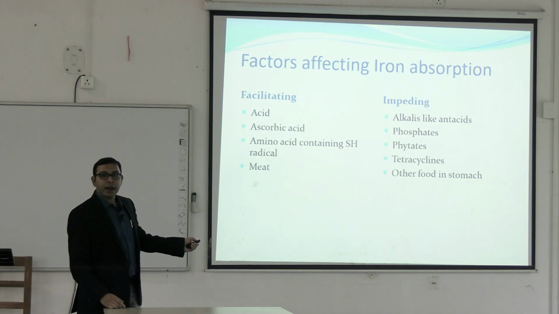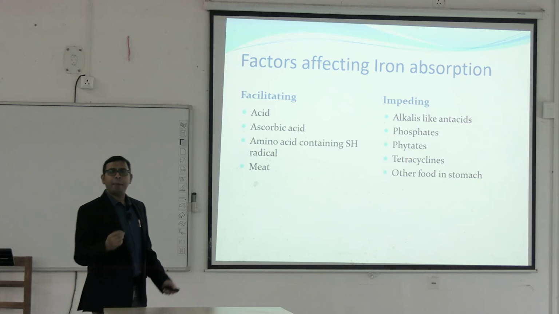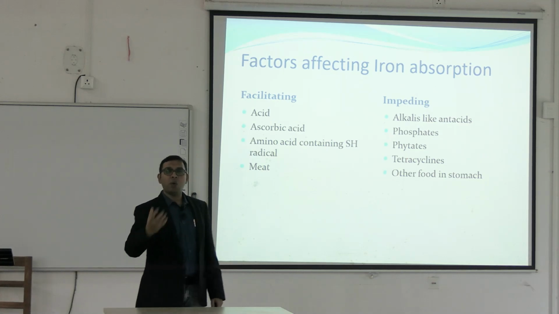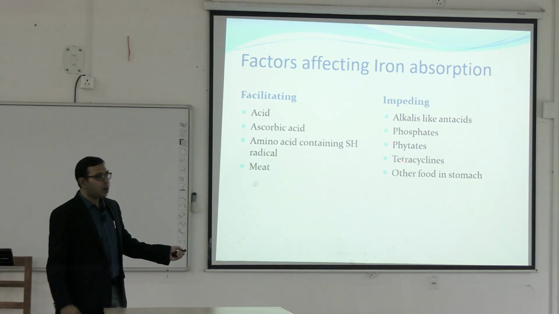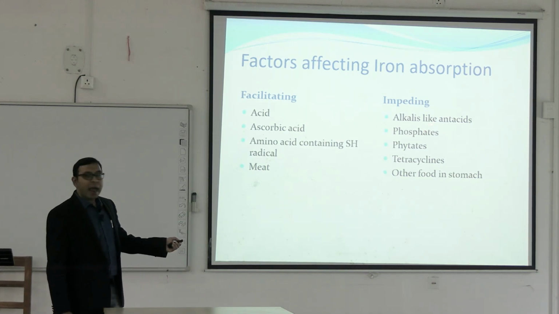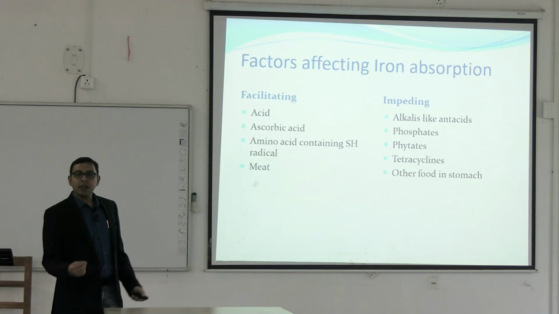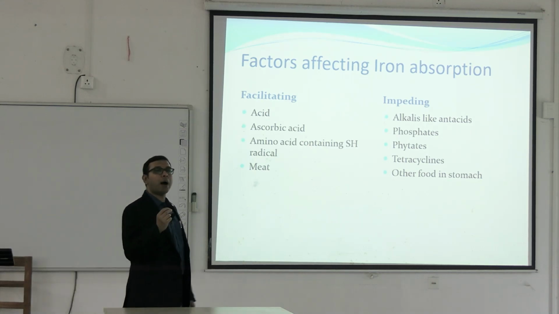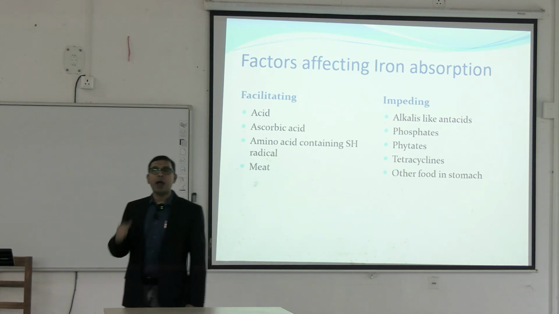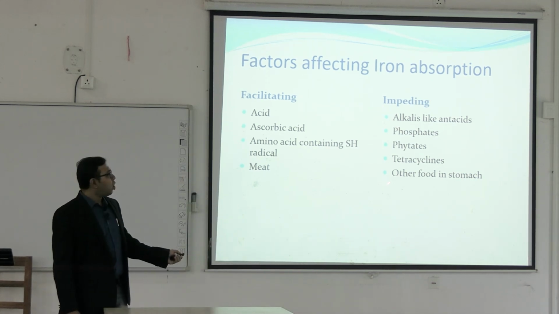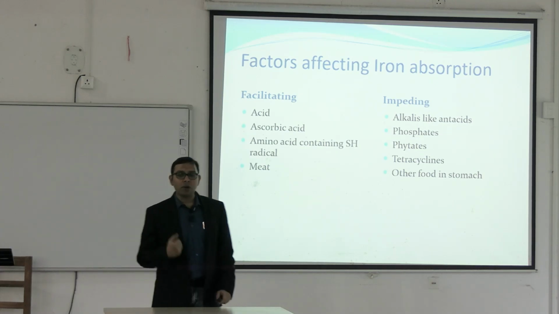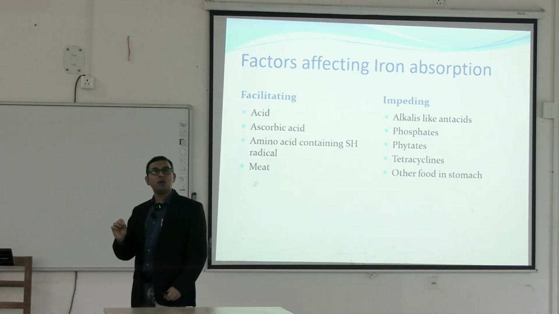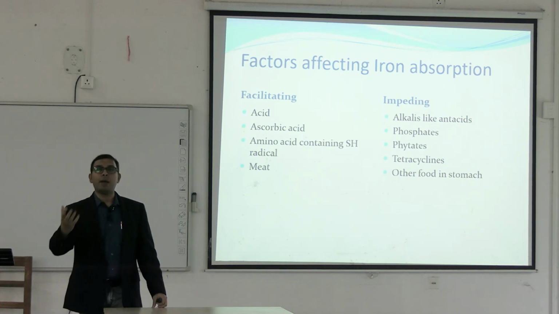Again, there are some things that impede the iron absorption. For example, phosphate and phytates, which are abundantly present in the vegetables. When these are taken with foods, the iron will be less absorbed because it becomes phosphate bound or phytate bound. Alkalis like antacids, as well as the different proton pump inhibitors, also impede the iron absorption. Tetracycline is a drug that does so too. Other foods in the stomach also impede the iron absorption, but if the patient takes iron on an empty stomach, there will be more iron absorption.